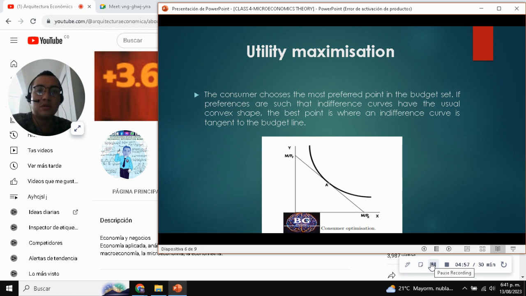Utility maximization. The consumer chooses the most preferred point in the budget set. If preferences are such that indifference curves have the usual convex shape, the best point is where an indifference curve is tangent to the budget line.